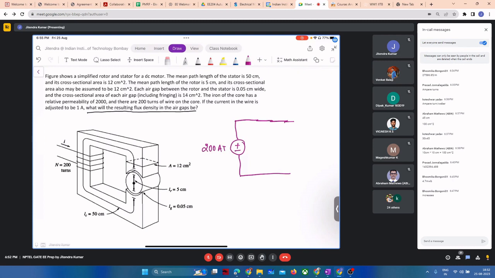If you are not able to visualize, this portion is the stator. This all black shaded portion is the stator. This is one air gap. This is a rotor. This is another air gap. And again the stator. So a stator, rotor, and air gaps. How many reluctance elements do I need to draw in this circuit?